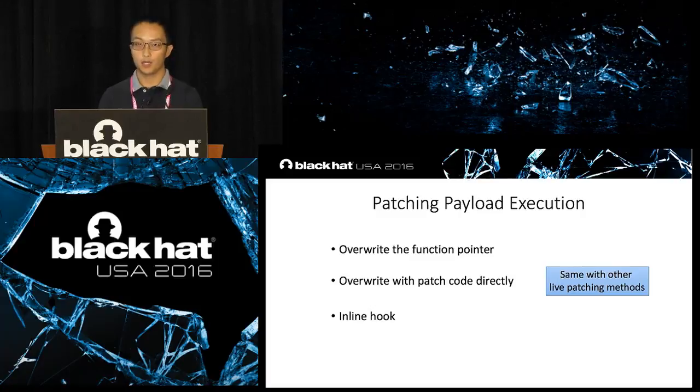So after these two choices, we can adapt the patch and inject it into the memory. And then we can do the same thing as other kernel live patching choices. For example, we can override the kernel function pointer to redirect the invocations to the new function. Or we can just override the patch code directly in place. And also we can do an inline hook to change the invocation to the new function.